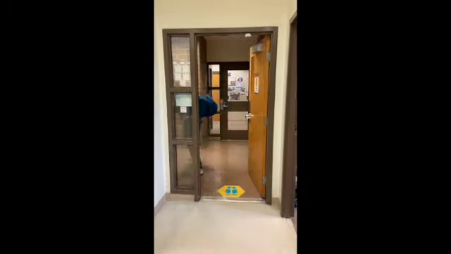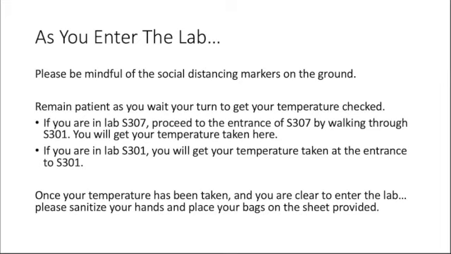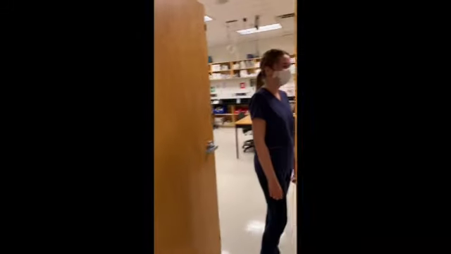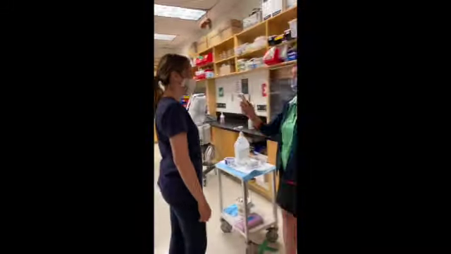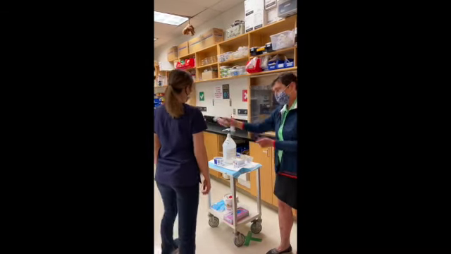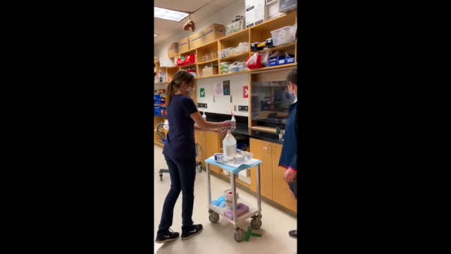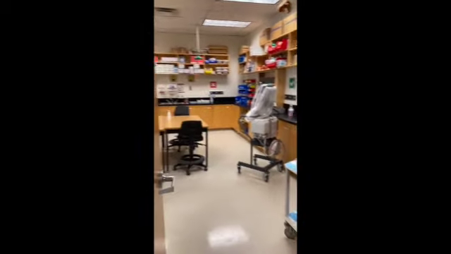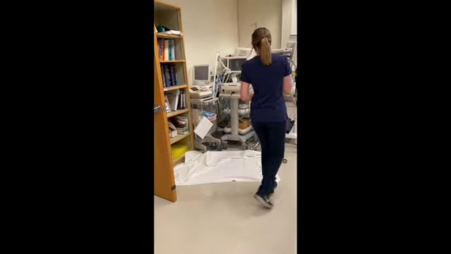Once you're in the lab, be mindful of the social distancing markers on the ground. As you enter, you will have your temperature taken. If you are in lab 301, you'll have your temperature taken in 301. If you're in the larger lab, you will go straight through 301 and have your temperature checked in 307. After you're cleared to enter the lab, please sanitize your hands and place your bags on the sheet provided. Notice Corey has packed really light, which is awesome.